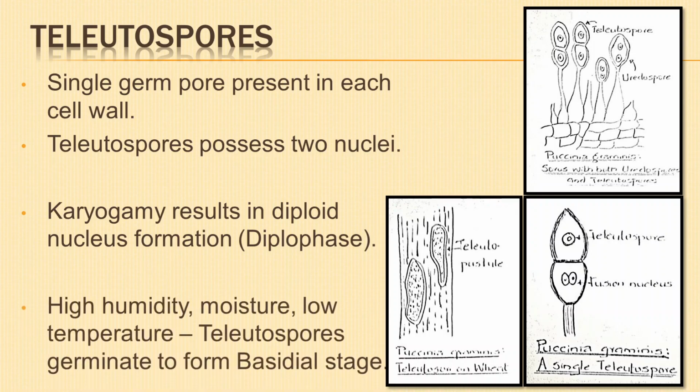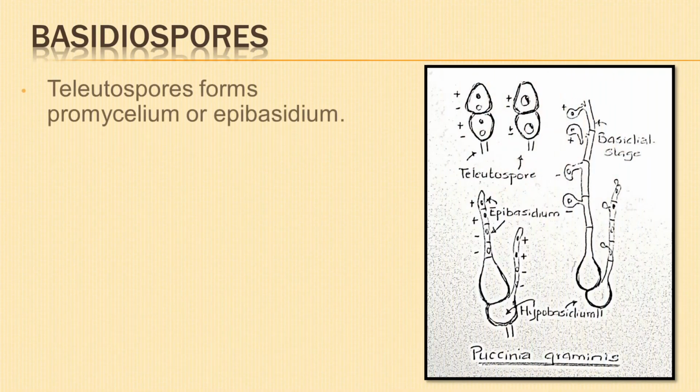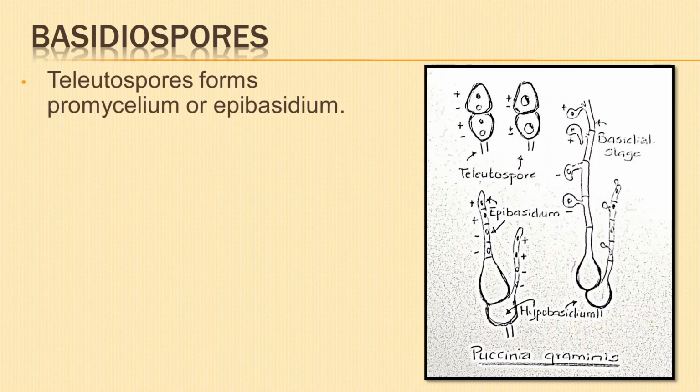During favorable conditions like high humidity, presence of moisture, low temperature, the teliospore germinate on soil, detached or attached with dead host, to give rise to the basidial stage. Next are the basidiospores. During favorable conditions, the teliospore germinate in situ to produce a short, slender, hyaline hypha of limited growth called the promycelium or epibasidium.